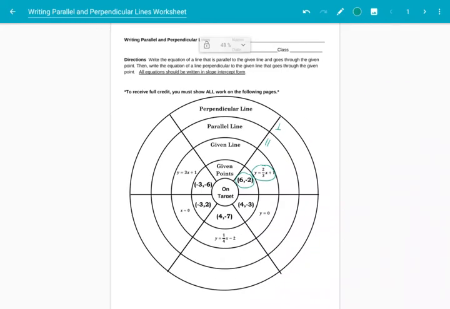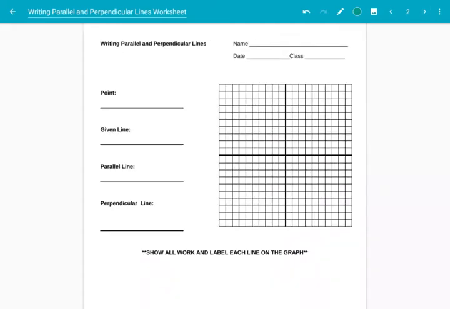So to make this easy, let's just number this 1, 2, 3, 4, and 5. I'm just going to do a couple of these, but you can do them all. There's a page for each one. So let's go to page 1. This point is (6, -2). So let's plot that. 1, 2, 3, 4, 5, 6, down 2. That's right there, (6, -2).